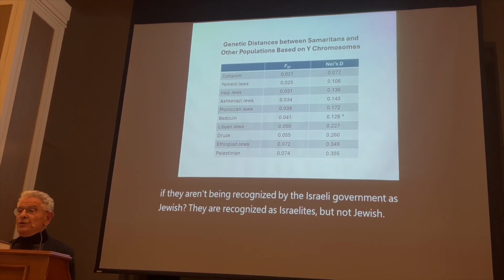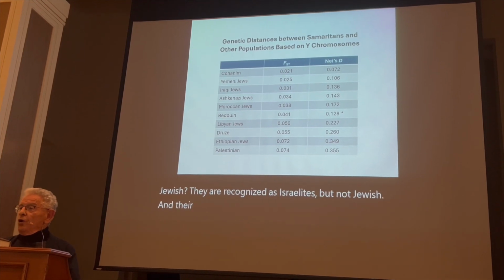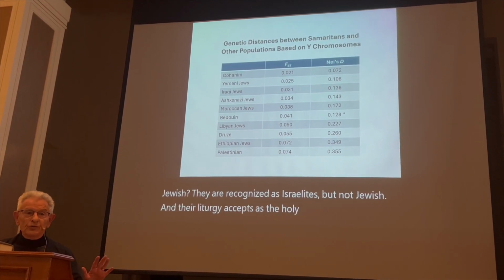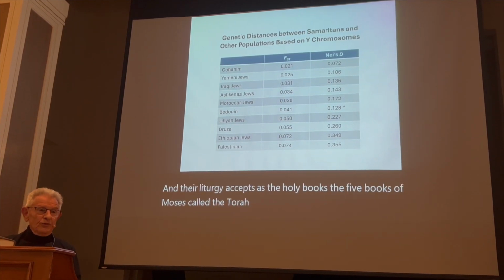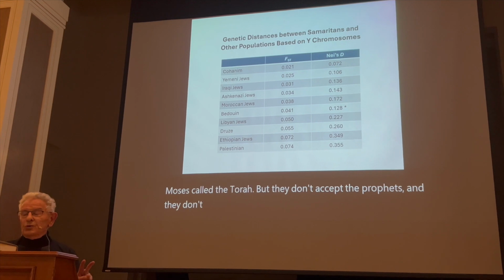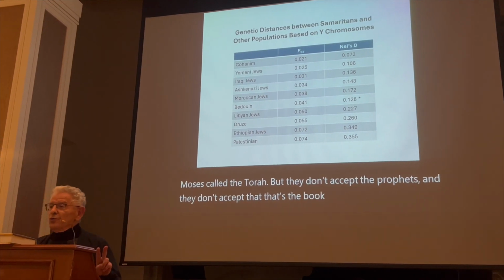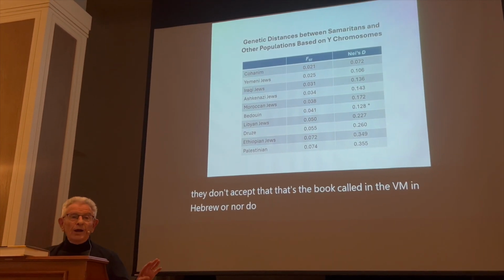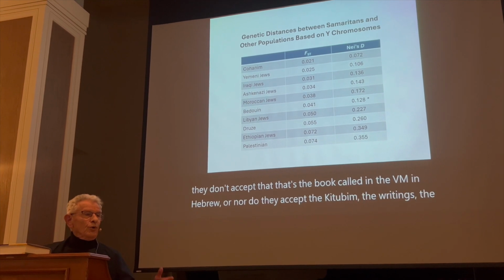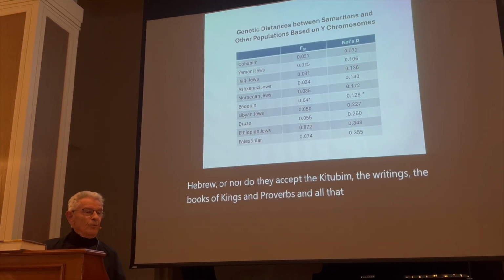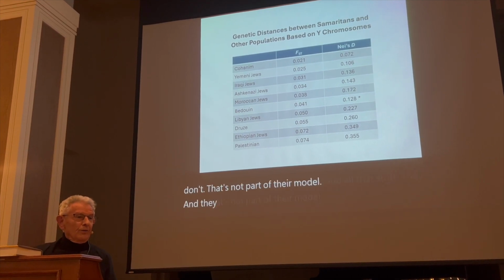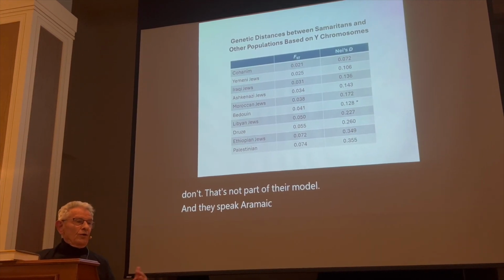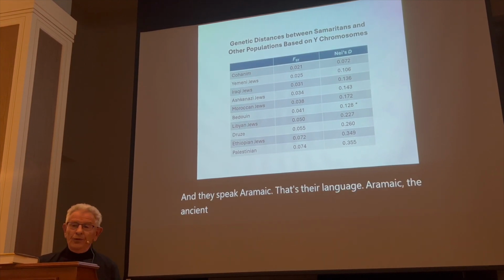And their liturgy accepts as the holy books the 5 books of Moses, called the Torah, but they don't accept the prophets, the book called Nevi'im in Hebrew, nor do they accept the Ketuvim, the writings, the books of Kings and Proverbs and all that stuff. That's not part of their law. And they speak Aramaic. That's their language, Aramaic, the ancient form of Hebrew.